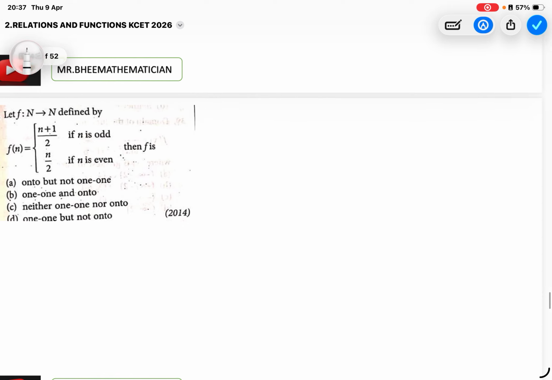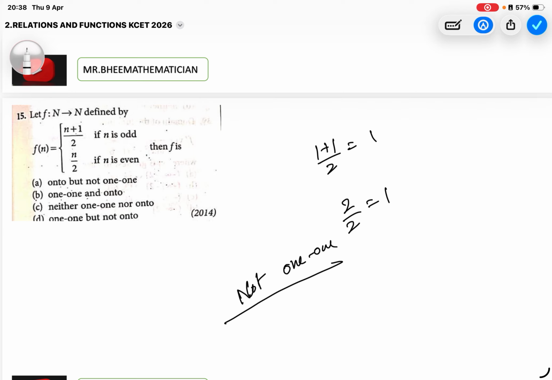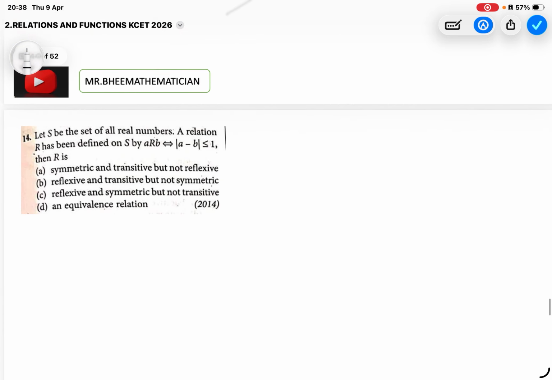This is for your work. Is f one-one or not? F is a mapping from n to n. Please check. If n is odd, 1 plus 1 by 2 gives 1. If n is even, 2 by 2 is also 1. Then it is not one-one. Not one-one, but it is onto because every element exists.